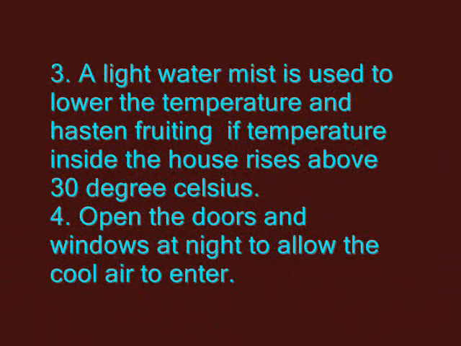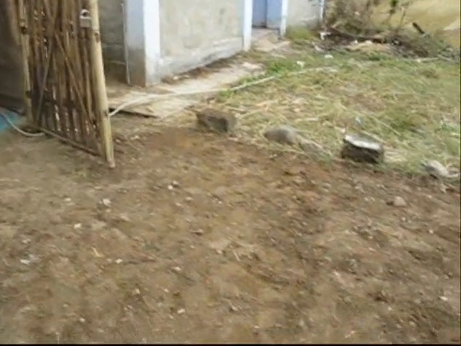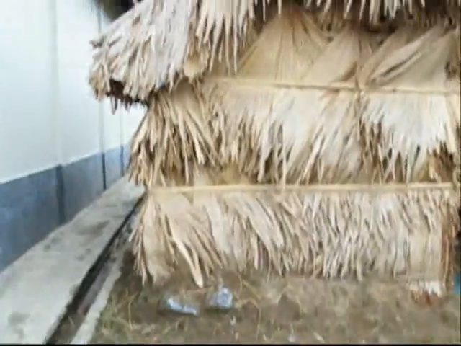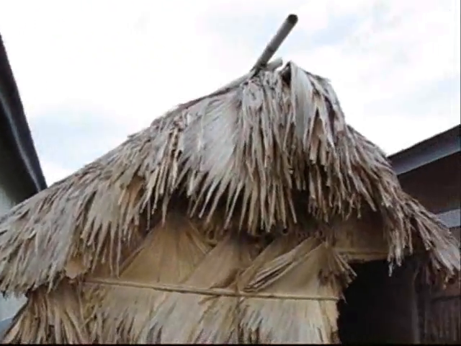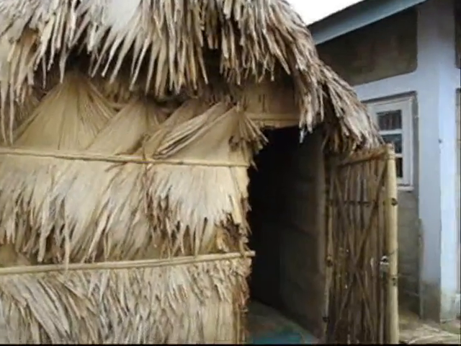A light water mist is used to lower the temperature and hasten fruiting if temperature inside the house rises above 30 degrees centigrade. Open the doors and windows at night to allow the cool air to enter. This is the cropping room. It can be constructed using locally available material such as bamboo and thokkopatha.